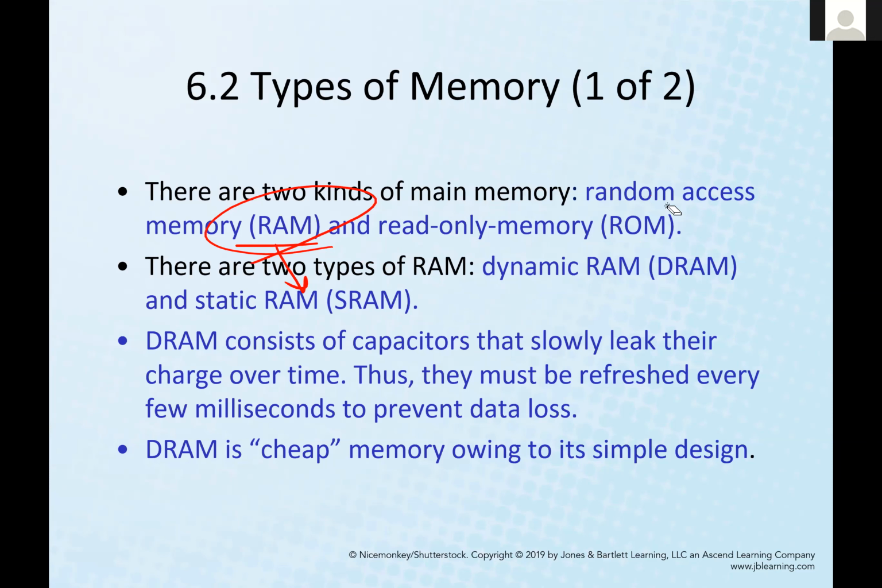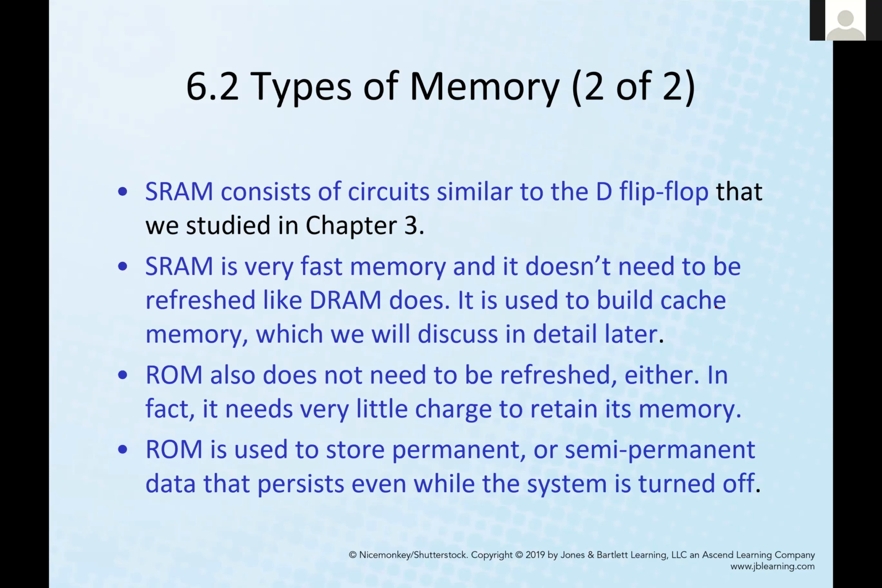It's RAM and ROM, and the RAM itself has two types. We have DRAM and SRAM. And by the way, today you can find DDR4, DDR5, the new generations of DRAM. What is the difference between DRAM and SRAM? First, let me tell you the difference between DRAM and SRAM.